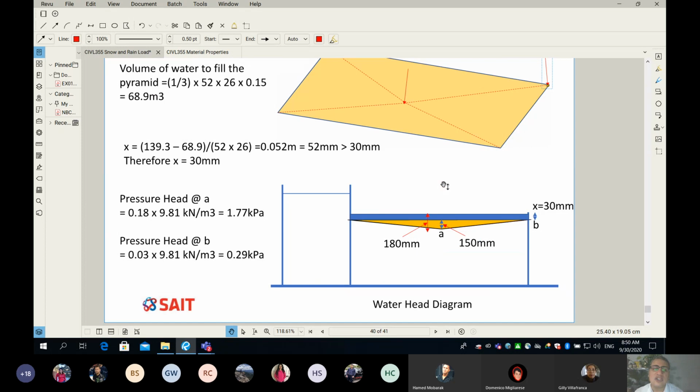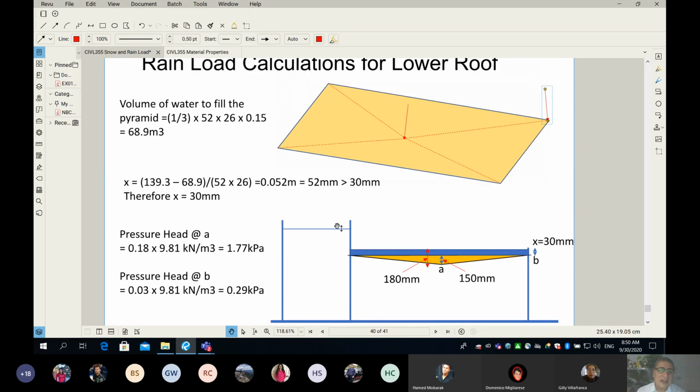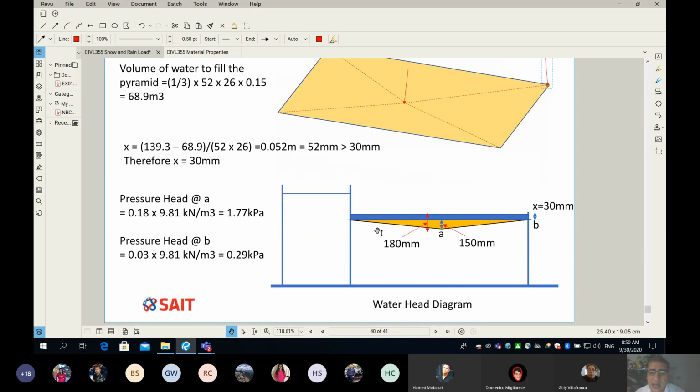Now, what you have to do is find the volume of the water to fill the pyramid. You can see I show the pyramid here in 3D and in my cross section. This is the elevation of my pyramid. You can see it's an inverted pyramid, so the base is on the top and the vertex is on the bottom.